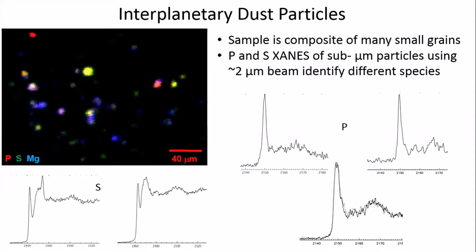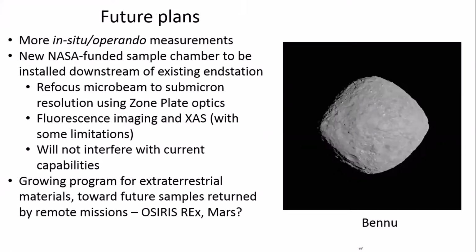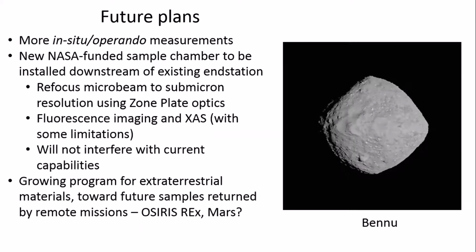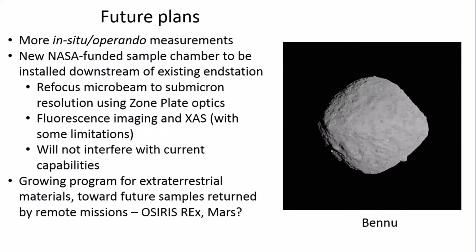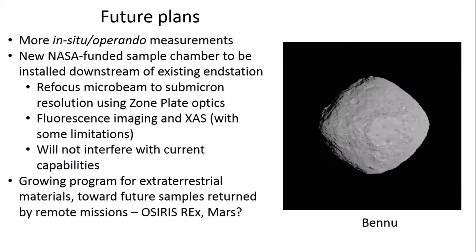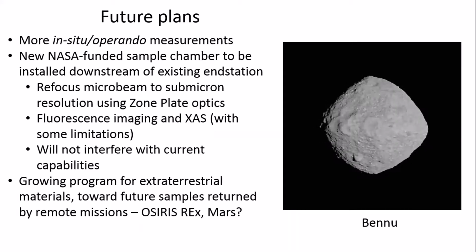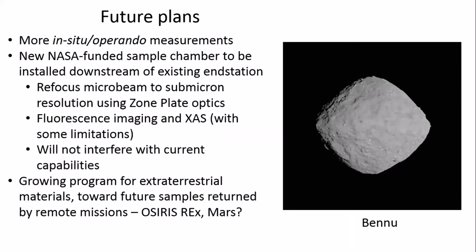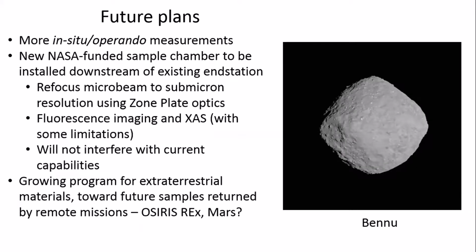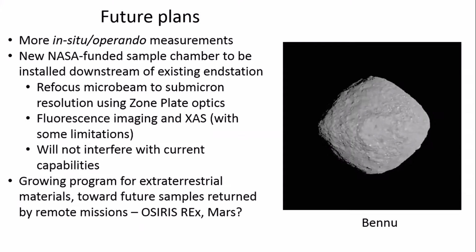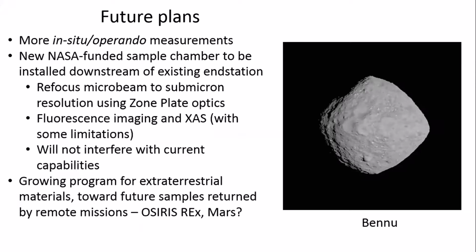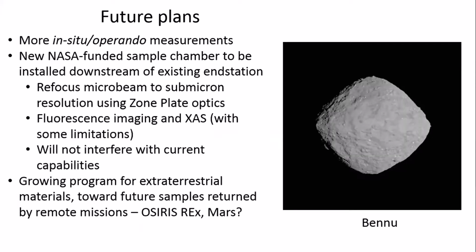That leads into our future plan, which, in addition to additional more in situ measurements, we've got a large interest in pushing the spatial resolution even farther. So NASA has given us funding for a new second sample chamber to be installed downstream of the existing end station. And that will refocus the microbeam to a submicron resolution using a zone plate optic. This will do fluorescence imaging and spectroscopy. In this case, the spectroscopy will be somewhat limited because of the zone plate optic.